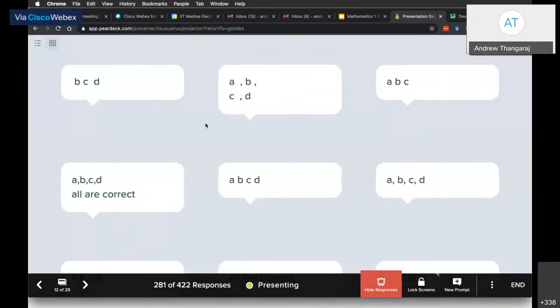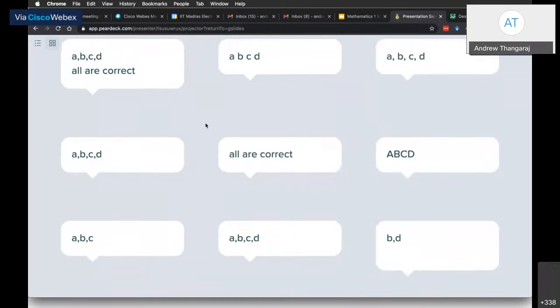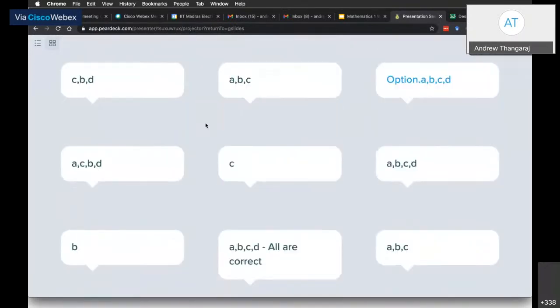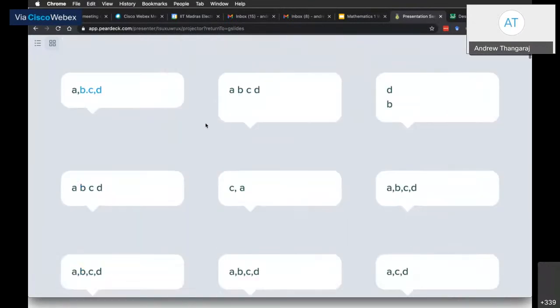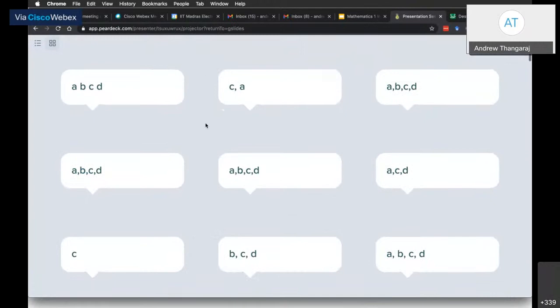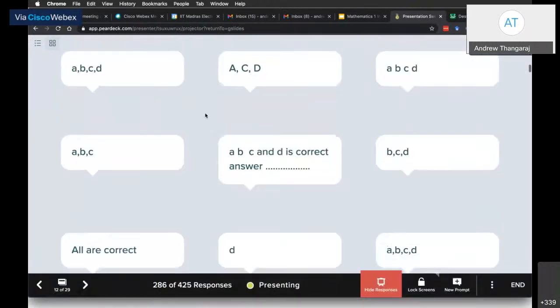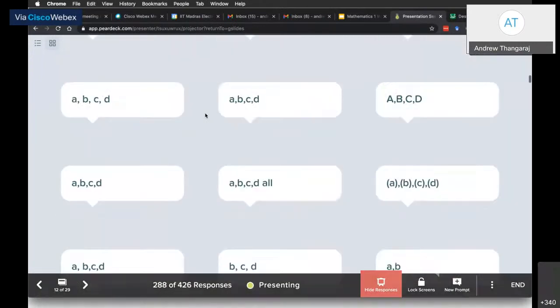Okay. So this person has said BCD. There's a person who said ABC. There are people who have said ABCD. ABC, BD, CBD, ABC, ABCD. So ABCD seems to be a popular answer, and I believe that's correct. All the options I've put here are correct, but there are quite a few people who have put other answers.